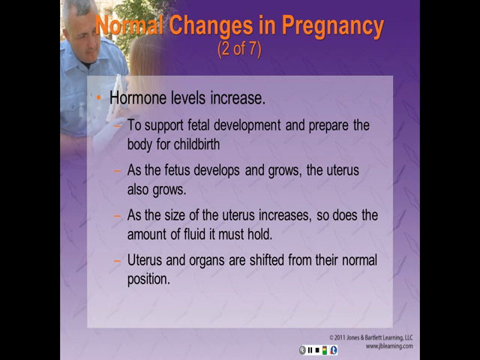As the fetus develops and grows, the uterus also grows, stretching to accommodate a full-term infant. As the size of the uterus increases, so does the amount of fluid it must hold. The uterus is displaced out of its normally protected position, and this increases the chance of a direct fetal injury. The size of the uterus will also have a direct effect on the respiratory and cardiovascular systems because the organs are shifted from their normal position.